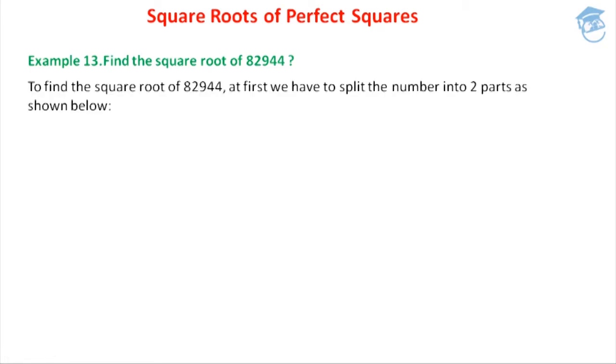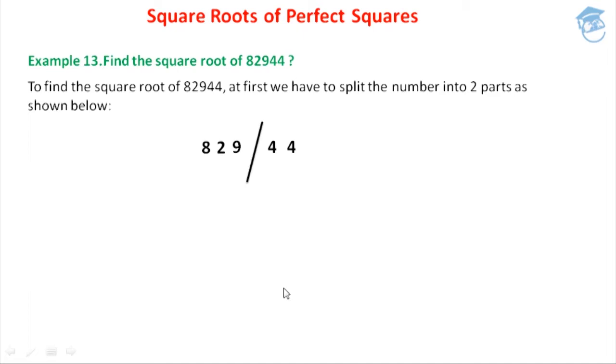The example that I am going to take in this session is: find the square root of 82,944. In order to find the square root of 82,944, at first we have to split the number into two parts as shown below. So let us write the number first. I have written here the number 82,944.